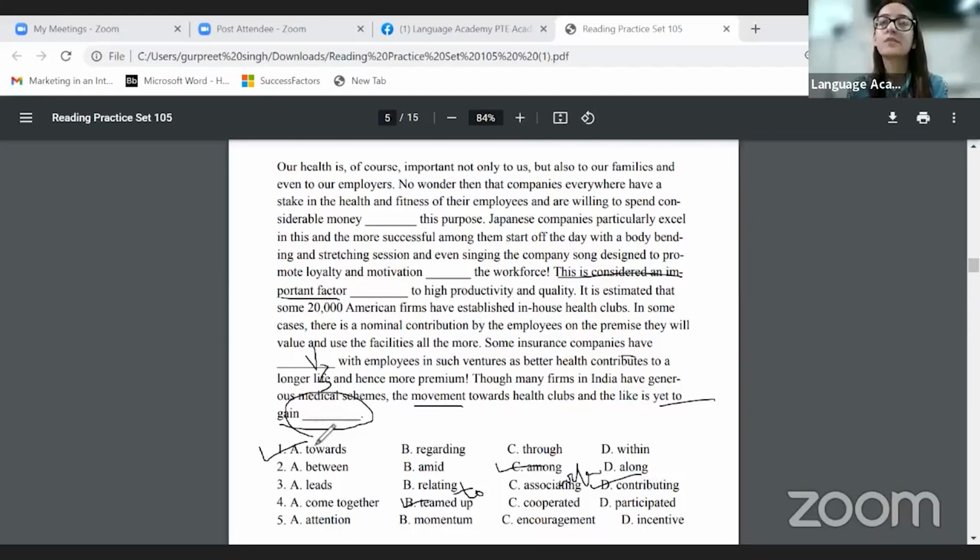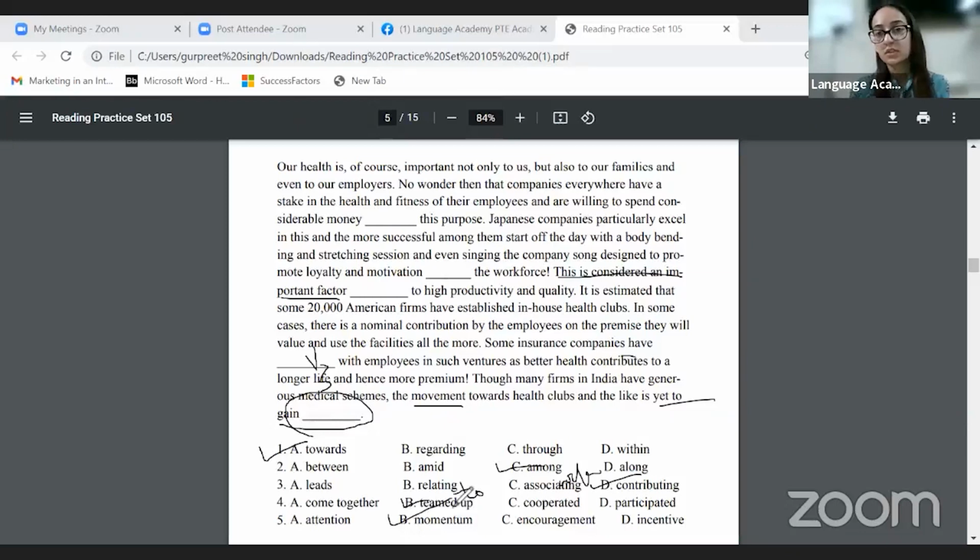Incentive is a word that we use for a bonus. Anything extra, like house allowance or transport allowance, is an incentive that you get for doing a particular work. And the movement is yet to gain encouragement? Do you want people to encourage this movement, or is the movement yet to gain momentum? Momentum is the right answer, which almost none of you have selected.